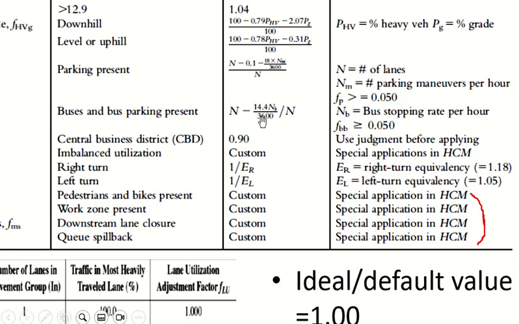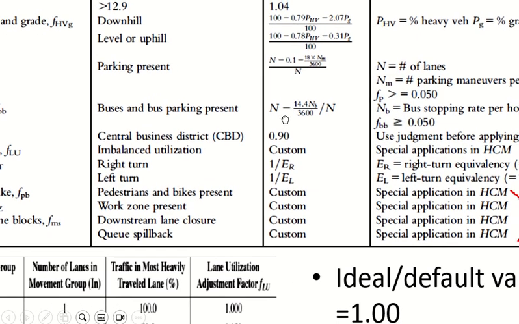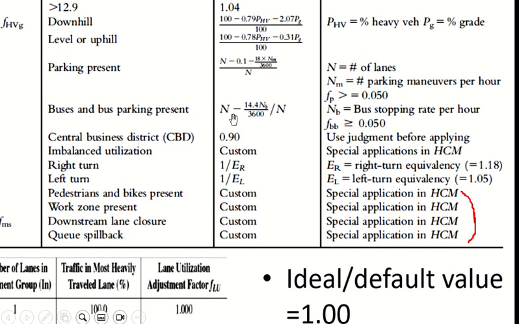Then we have the next factor for bus blockage, so we will use this equation. NB is the number of buses stopping per hour. For both these factors, they have given us a minimum value. FP cannot be less than 0.05. So if this equation gives you less than 0.05, you will take 0.05. Same thing for FBB as well.